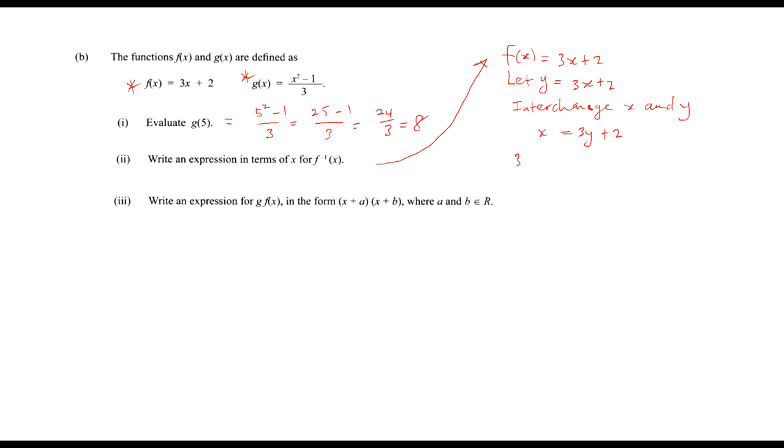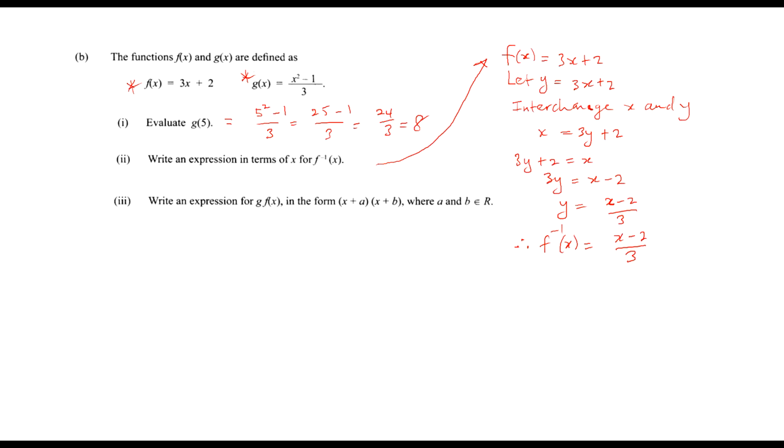So this can be written as 3y plus 2 is equal to x. 3y is equal to x minus 2. y is equal to (x minus 2) over 3. Therefore, the inverse of f of x is equal to (x minus 2) over 3. Right? So this is the process we use to find the inverse of a function.